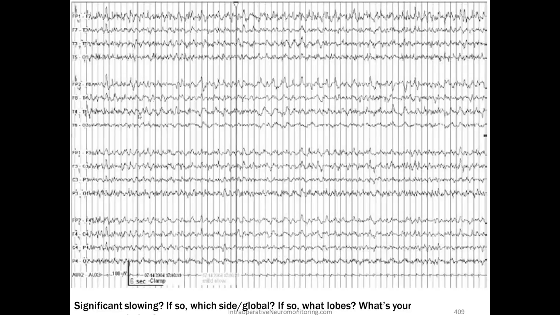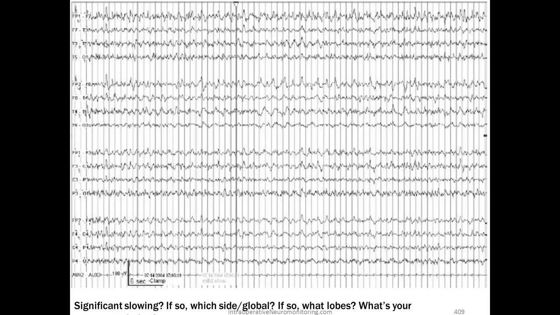And then we're going to be looking at our left versus right side, especially according to this line here, which is the time of clamp. So when we go through that whole process, do we see any significant slowing? If so, which side, or is it global? If so, what lobes? What's your recommendation that you're going to be giving? So the easiest to do on this, we had this line, it's clamp time. So we know we want to look at any changes in frequency and amplitude sizes.